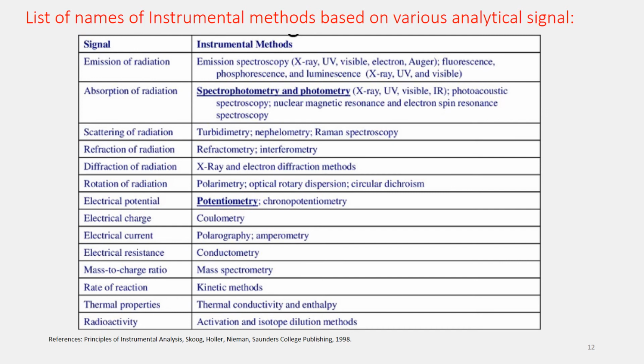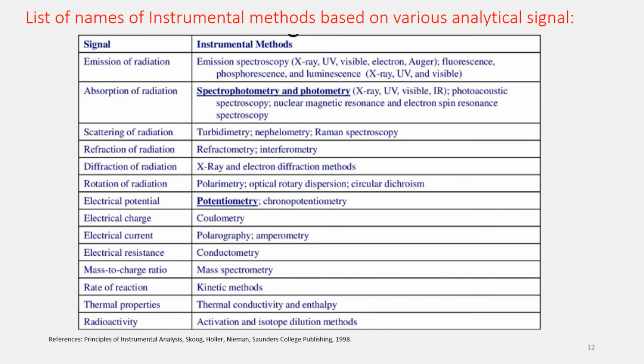Then if the signal is electric charge, it indicates that the instrumental method is coulometry. Coulometry means coulombs, the unit of electricity, meaning how much electricity was consumed in order to completely react the content of the analyte. Then for electric current, we have amperometry. If we are measuring the current, it becomes amperometry.